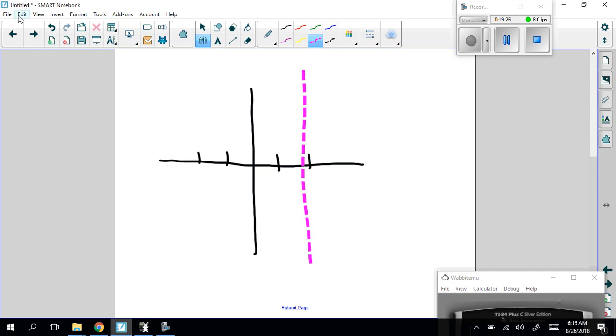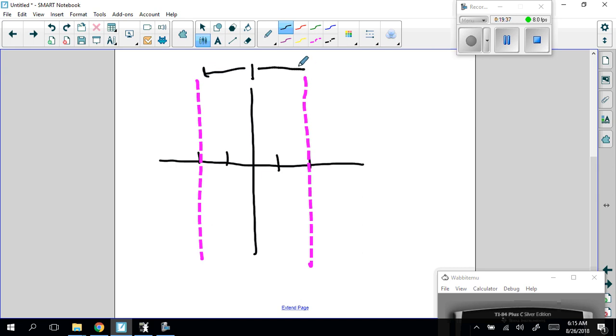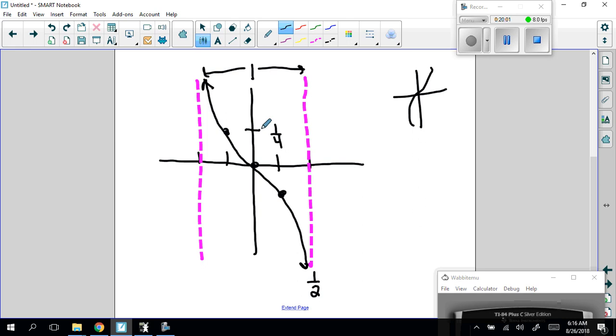Oh, let me undo that. Edit. Undo. Here we go. Throw in a vertical, throw in a vertical. This distance is now 1. Tangent upside down. Vertical flip. Tangent used to look like that. You have to vertically flip it. Hey, this is 1/2. No, it's not. This is 1/2. This is 1/4. This is now 3 and negative 3.